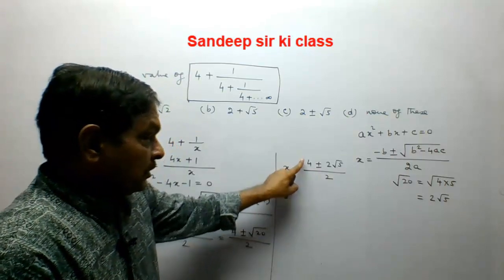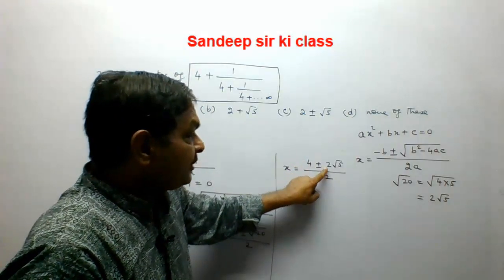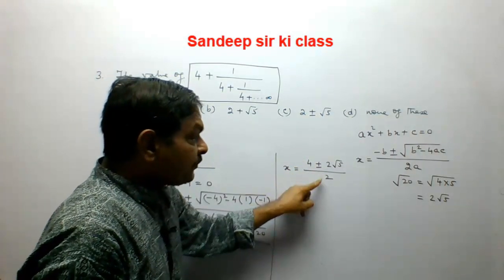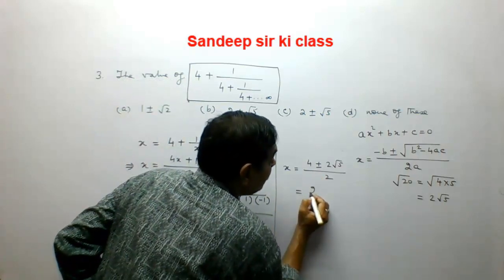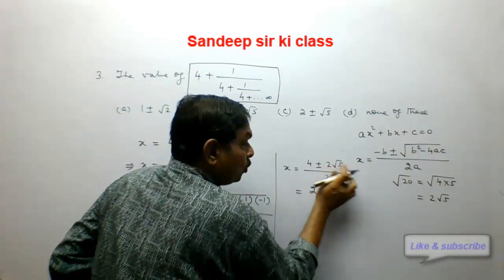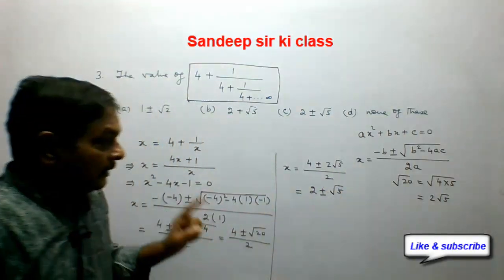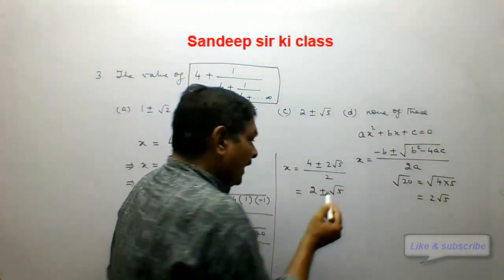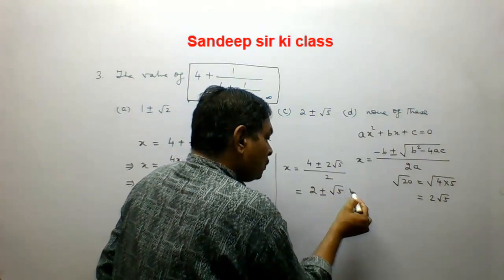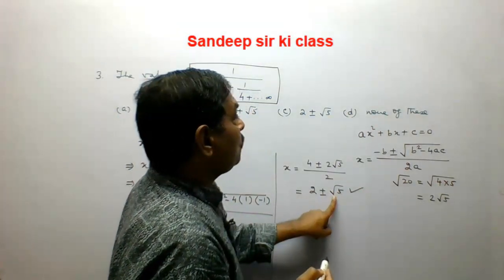2 divides both. It divides 4, it divides 2 root 5. When it divides 4, I obtain 2. Plus minus 2 root 5 divided by 2 is under root 5. So 2 values of x I obtain are 2 plus minus under root 5.